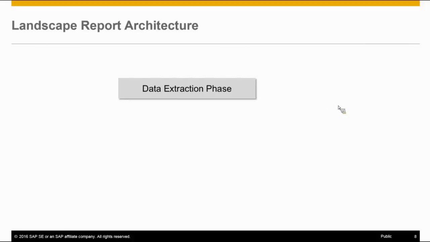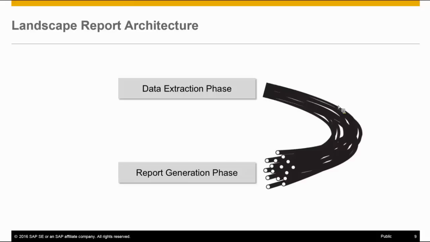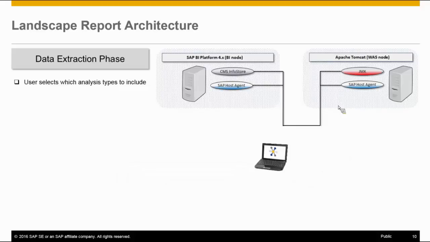Okay, so I want to talk about the landscape report architecture. There are two different phases in the landscape analysis report. The first phase is the data extraction phase. The second phase is the report generation phase. And by decoupling these two phases, it makes it such that the landscape data is portable. So you can run the landscape a lot easier, and it gives us the interactive analysis of the browser that's included with the BI support tool.